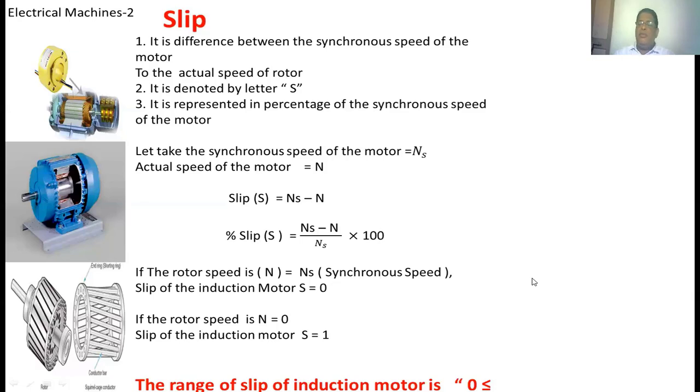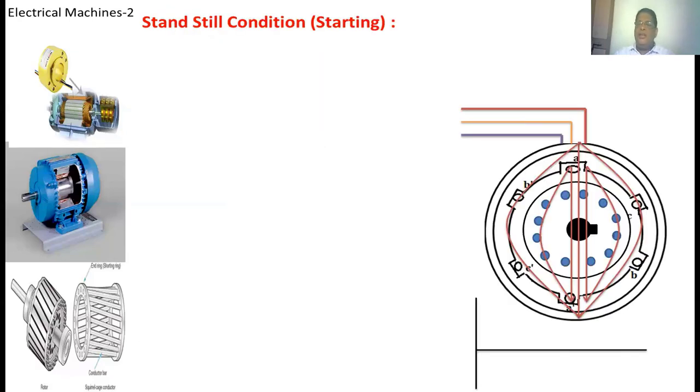Slip of the induction motor being 0 means the rotor would also be rotating at synchronous speed. It does not happen in the case of an induction motor. There are two conditions in an induction motor. One is the standstill condition, nothing but the starting condition, and the other is the running condition.